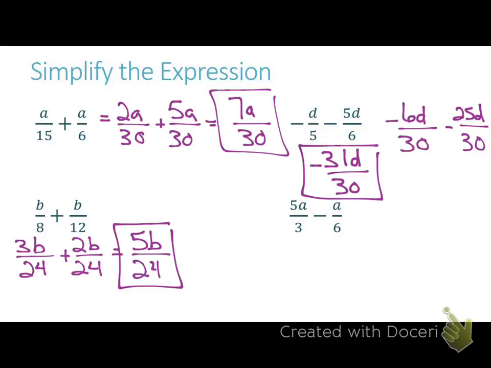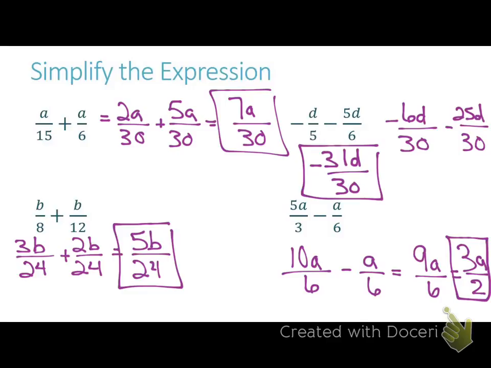What's my LCD for the last one? 6. So what does my first fraction become? 10A over 6 minus A over 6, 9A over 6. Now, this is not my final answer. You could say 1.5A, or you could say 3A over 2, or you could say 1 and A over 2.